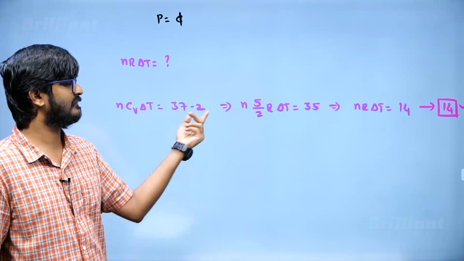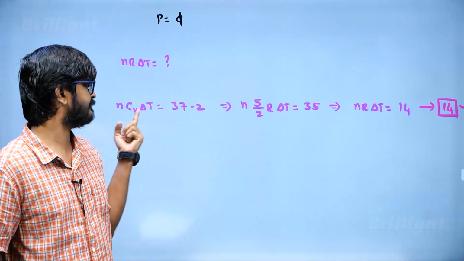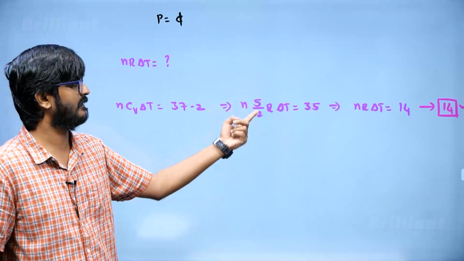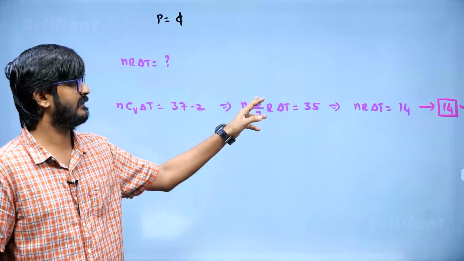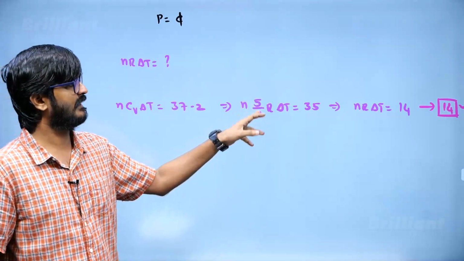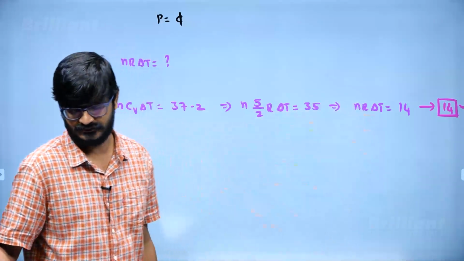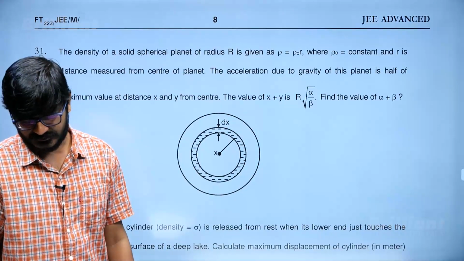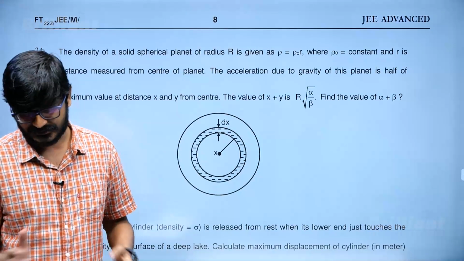NCV delta T is 37 minus 2 according to the figure, right? What is CV for diatomic gas? 5 by 2 R. Number of degrees of freedom are 5, right? 5 F by 2. So from here nR delta T will be how much? 14.